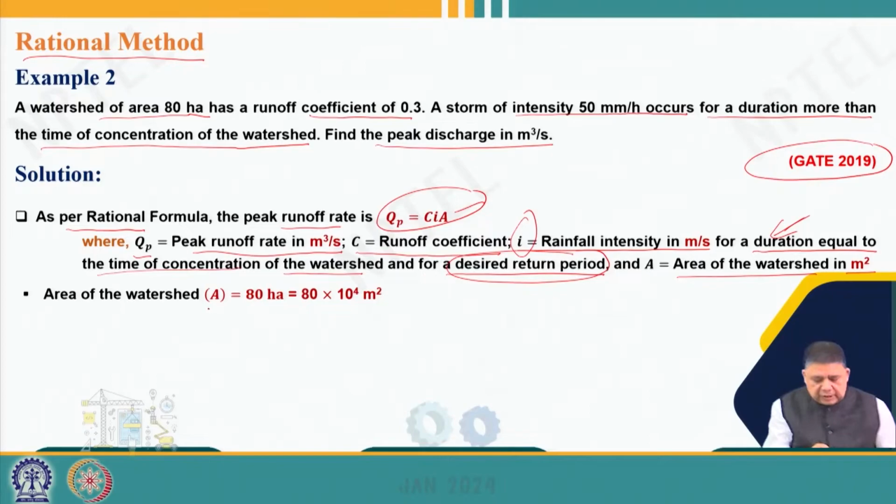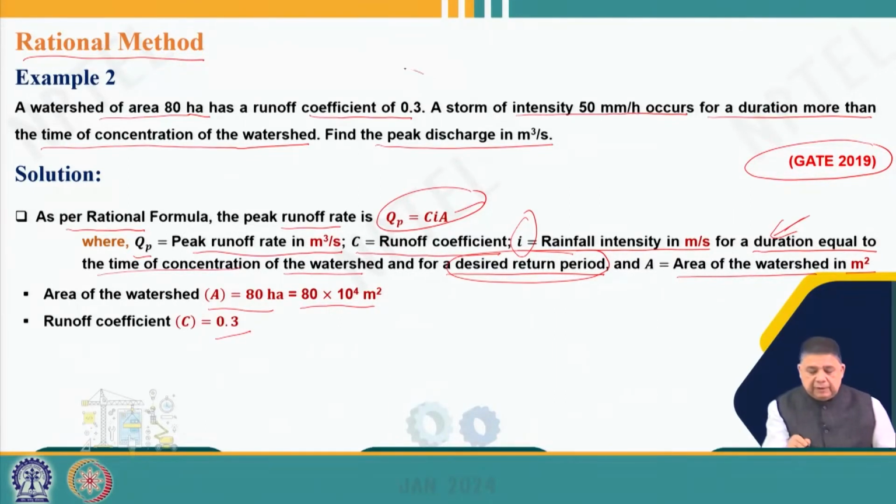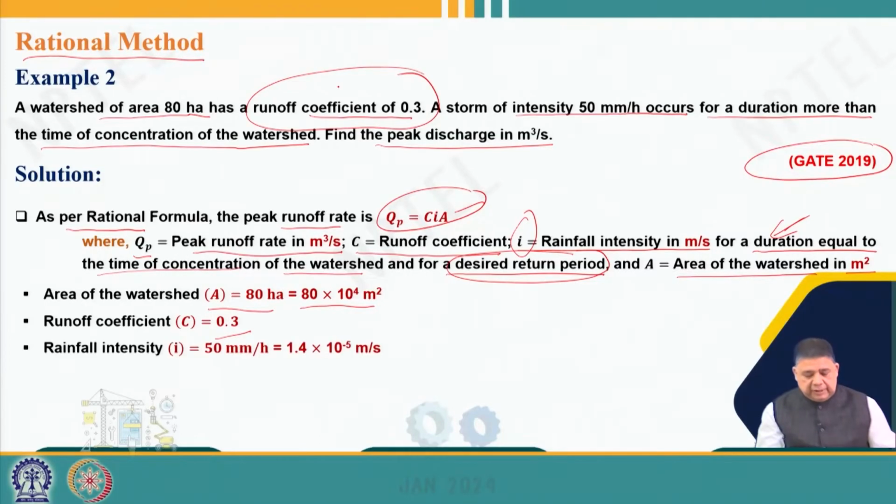So, the area of the watershed given here is 80 hectares. Of course, we can convert it to square meters: 80 into 10 to the power 4 square meters. Runoff coefficient is already given in the problem, that is 0.3, and rainfall intensity is 50 millimeter per hour, that also is given here. So, in meter per second, if you convert it, it comes out to be 1.4 into 10 to the power minus 5 meter per second.